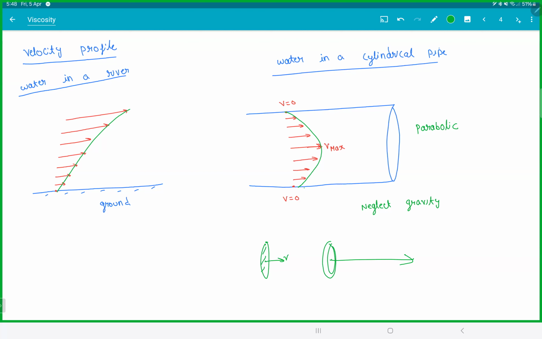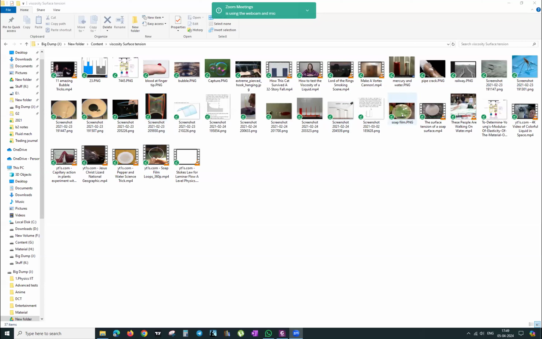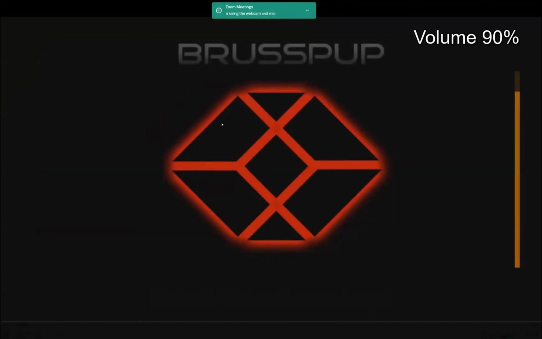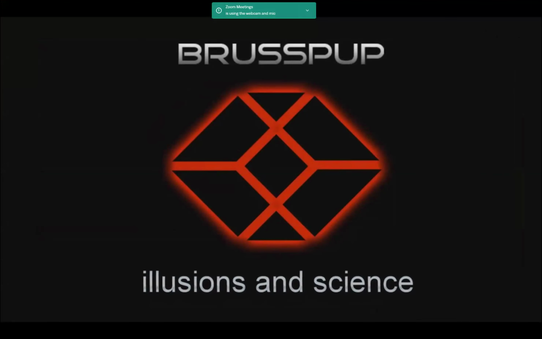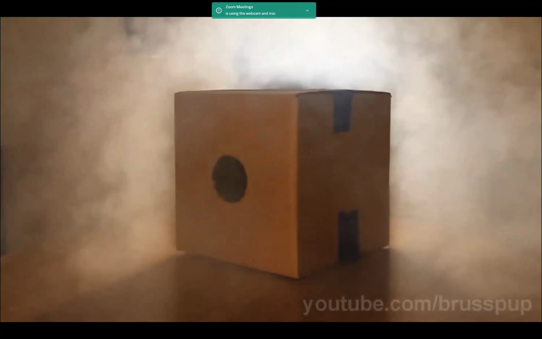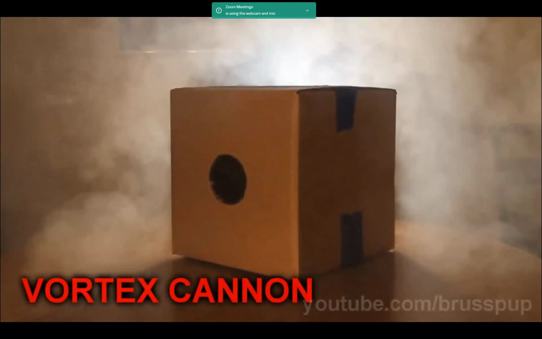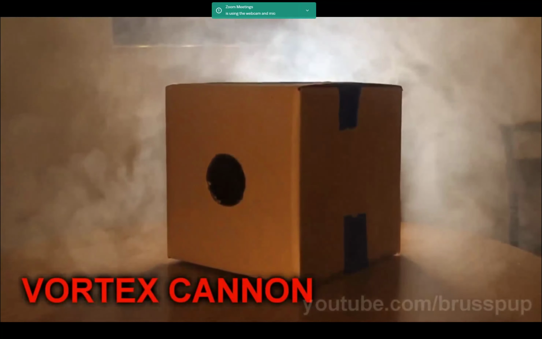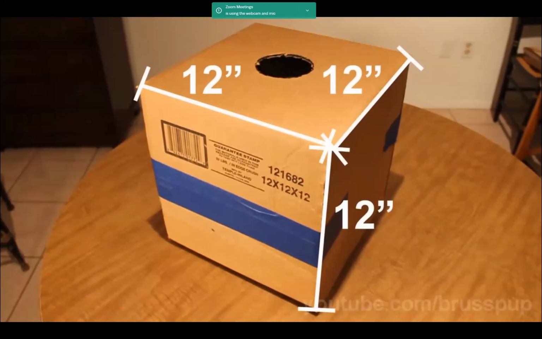So let me show you how it looks. I'm not suggesting you start smoking. Don't do that. There are better ways to create smoke. So there we took a box. You'll get this from Amazon. Make a hole. We took a big one, 12 by 12 by 12.